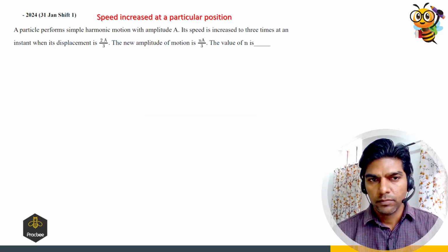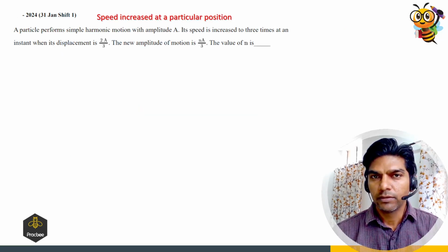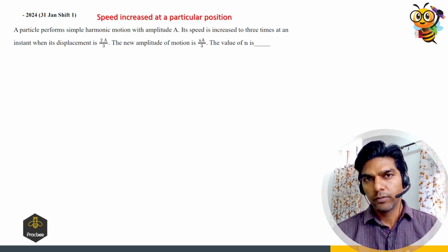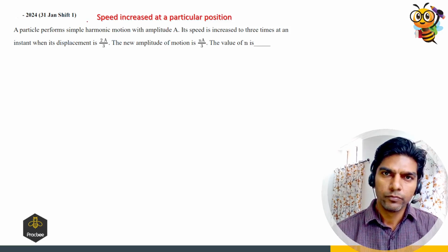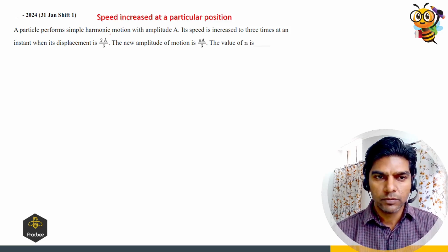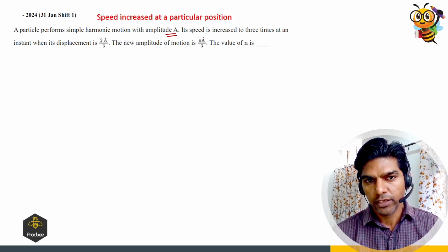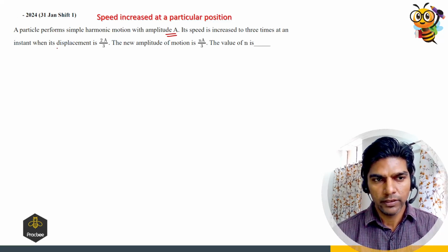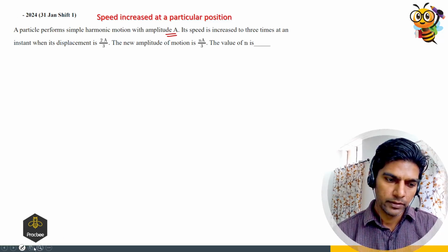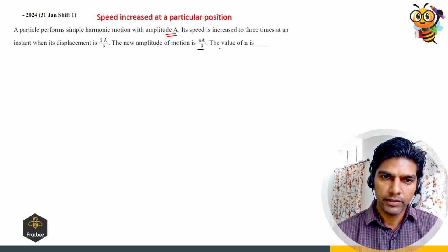Now let us see the next problem type, where we are changing the speed of the particle at a particular position while it is performing simple harmonic motion. A particle performs simple harmonic motion with amplitude A. Its speed is increased to 3 times at an instant when its displacement is 2A by 2. Let us see. The new amplitude is nA by 3. The value of n we have to calculate.